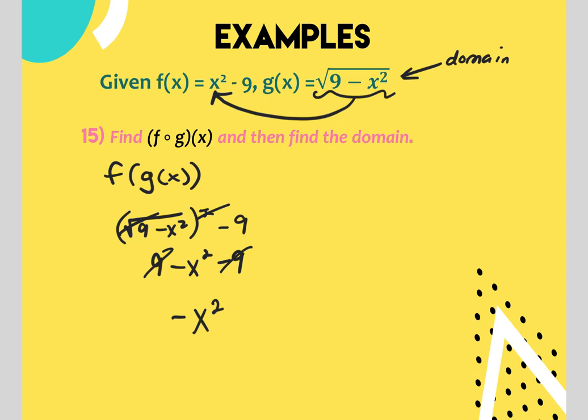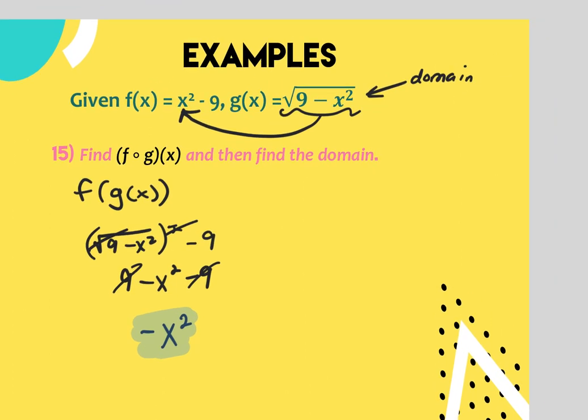Now I would check the restrictions on that one. So is there a domain restriction on negative x squared? What 3 things are we looking for in a restriction? Variable in the denominator, variable under a root, or the combination of them, a root in the denominator. Is any of that happening? No. So the composite function has no restriction itself. But because we plugged g into f, you still have to find the restriction on the g and include it in your domain for the whole thing.